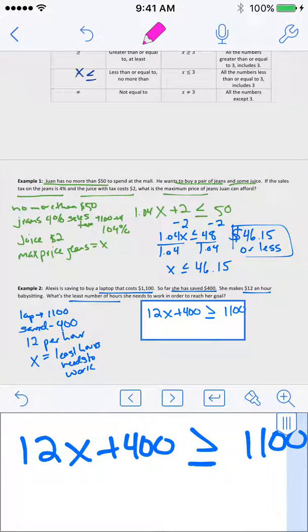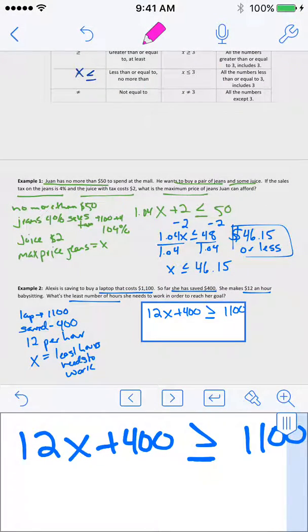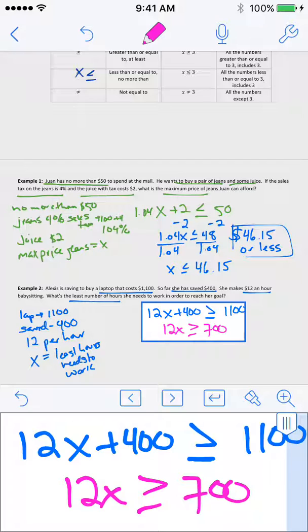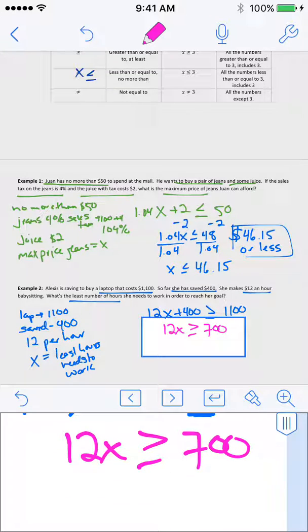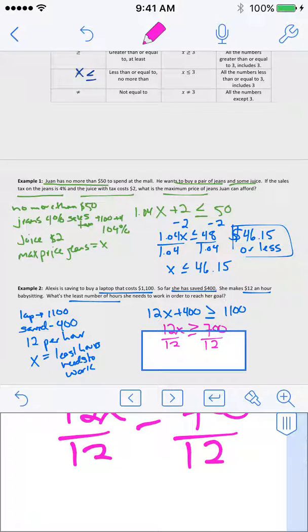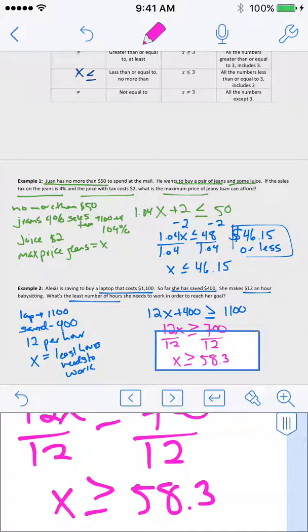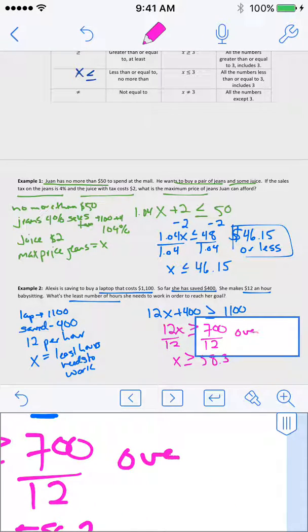So we translated. We're going to now solve. I've got 12x, so we'll subtract the 400 to the other side, which is 700. 700 divided by 12. I've divided both sides by a positive number, so I don't need to worry about switching the sign. x has to be greater than or equal to 58.3. In other words, she has to work over 58.3 hours.